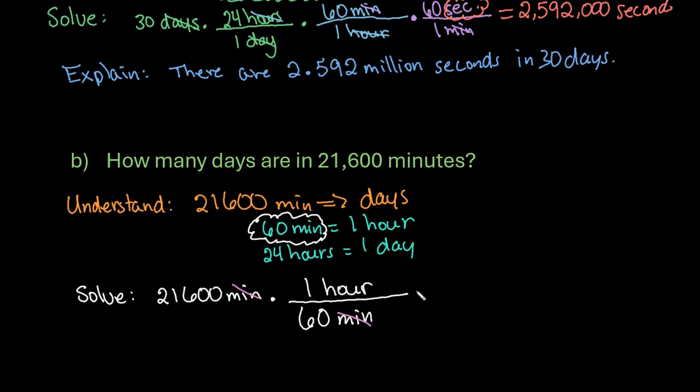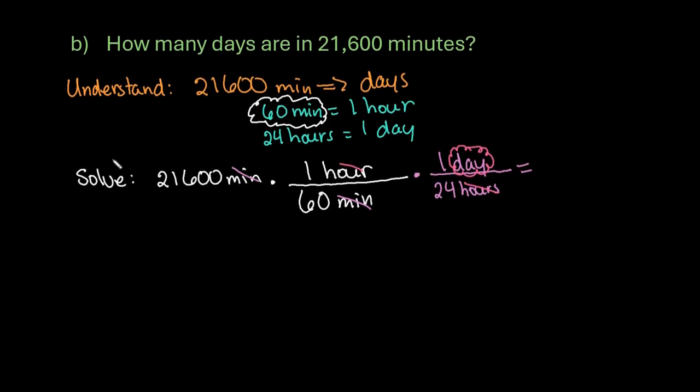That's still not what we want to get to. We want to get to days. So we're going to use our other conversion factor, that there are 24 hours in 1 day. Now we can see that we are at the unit that we wanted. We are in days. That's what we wanted to get to. Our hours cancel out.